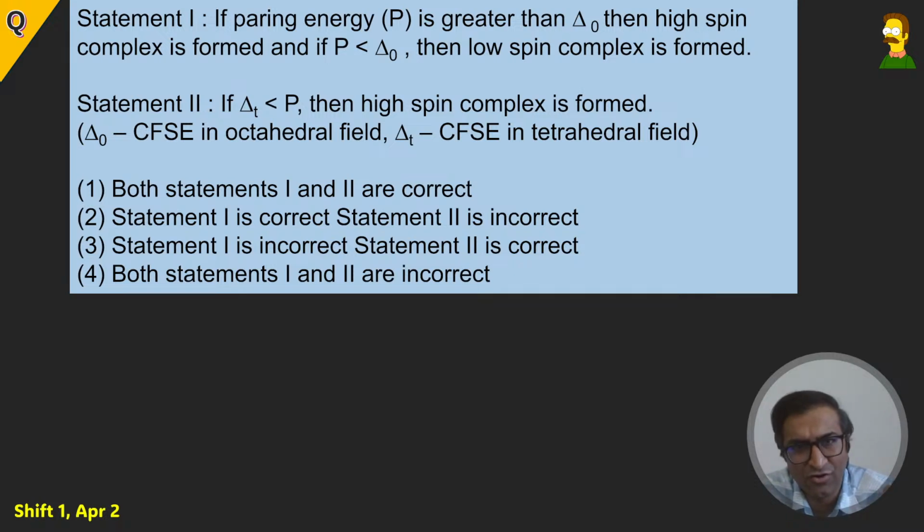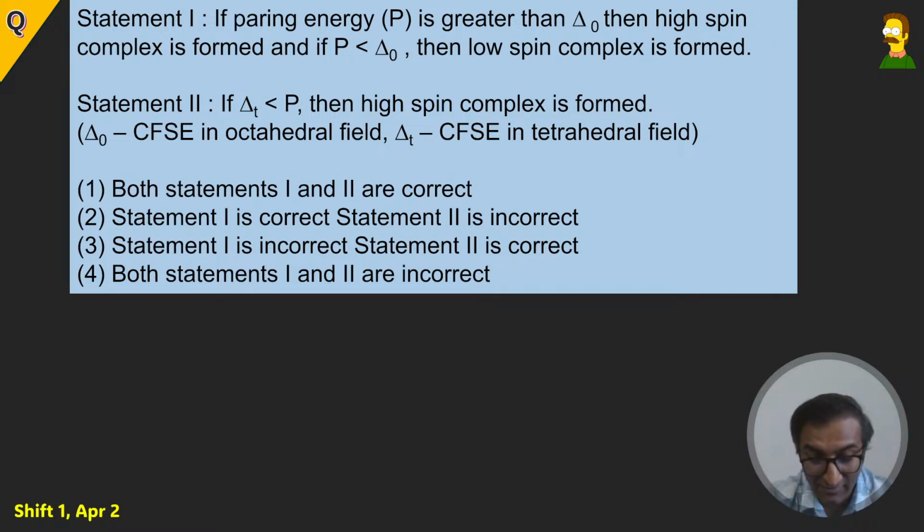By the way, CN was a strong field ligand, इसलिए pairing हो रही थी पिछले सवाल में. If pairing energy is greater than delta naught, then high spin complex is formed, where P is less than, then low spin complex is formed. इसका मतलब क्या है? अगर pairing energy is greater than delta naught, तो मतलब splitting energy is lower. अगर splitting energy lower, मतलब split हो जाता है. That's the main idea here, folks. Lower energy is the process that takes precedent. मतलब वो actually होता है.